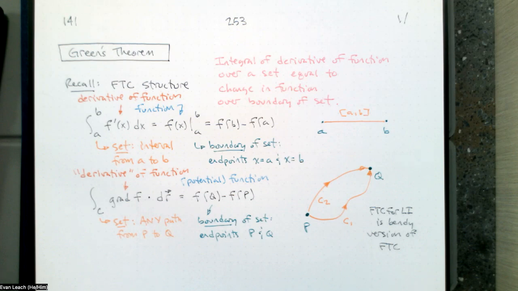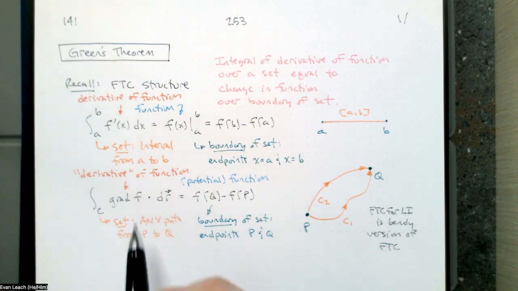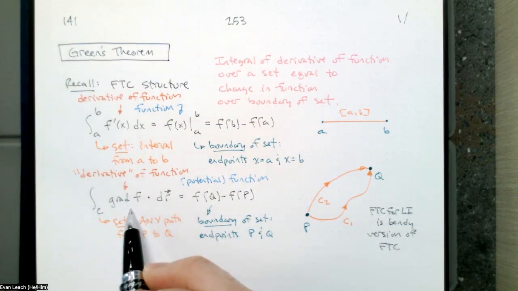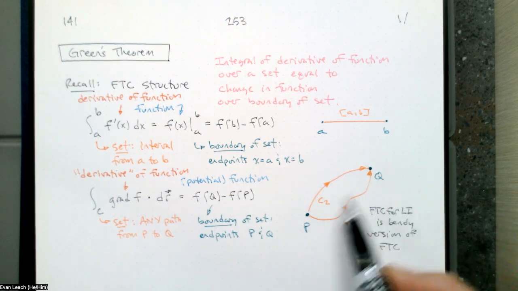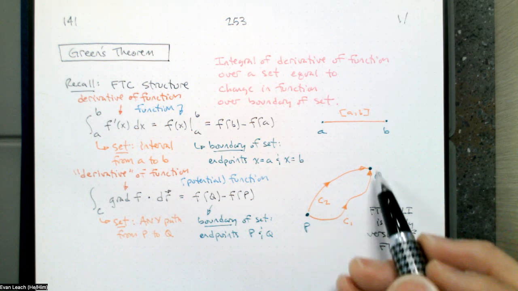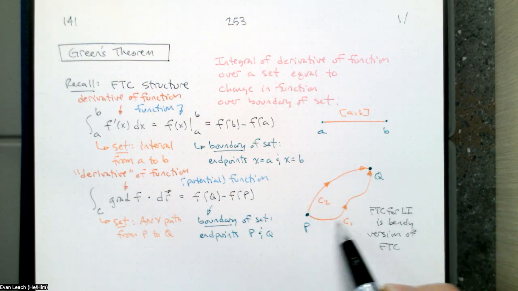So a gradient field is path independent. So it doesn't matter which path we take from P to Q. If our vector field that we're integrating in our line integral is a gradient field, then any path will give us the same result. So here, P and Q are points in the plane, and C1 and C2 are any path from point P to point Q.